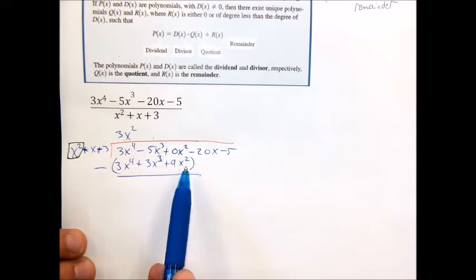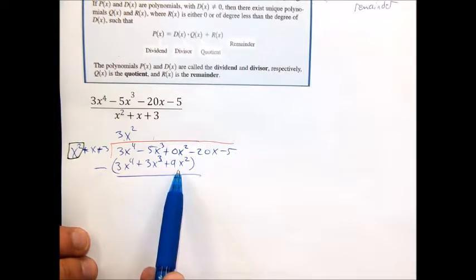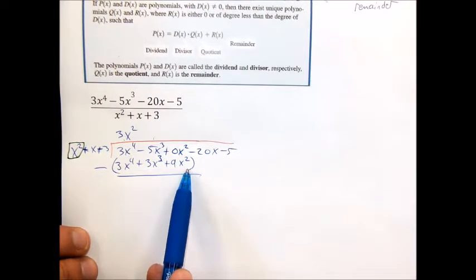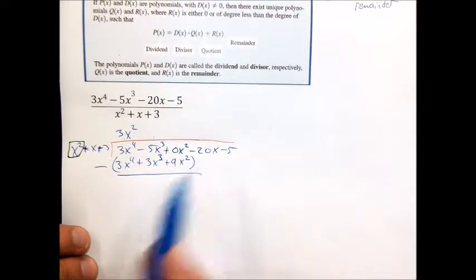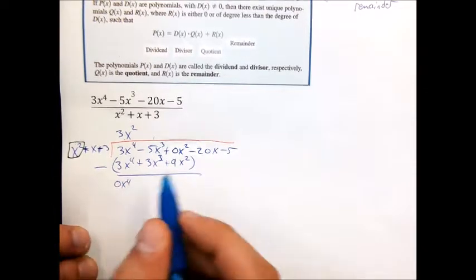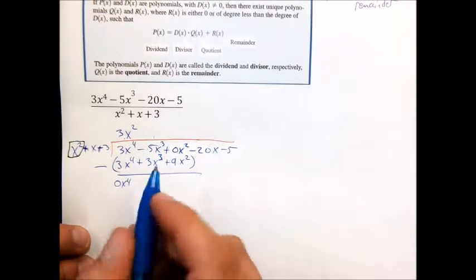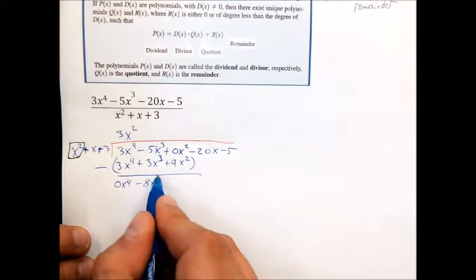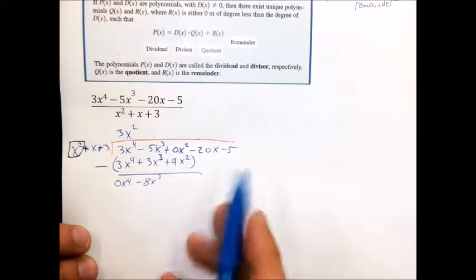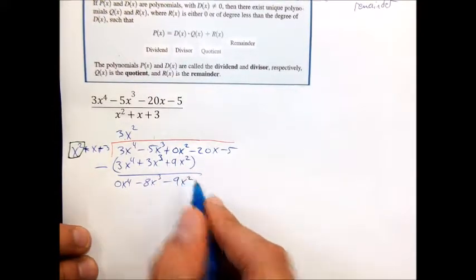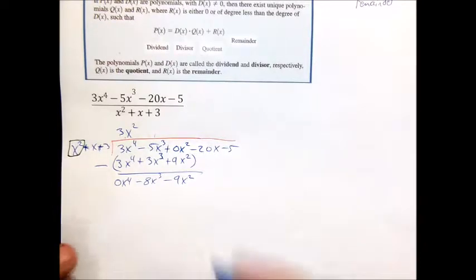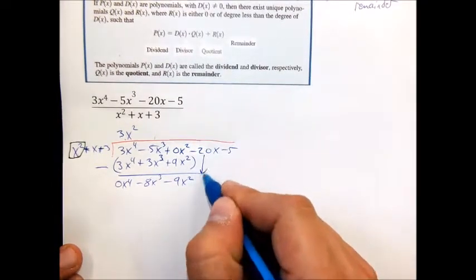Anyway, I put this in parentheses again, right? It's a nice long one, so I want to make sure I'm subtracting everything. So I do 3x to the 4th minus 3x to the 4th. That obviously gives me a 0. A minus 5 minus 3 gives me a minus 8. And then a 0 minus 9 will give me a minus 9. And then we bring down the minus 20.